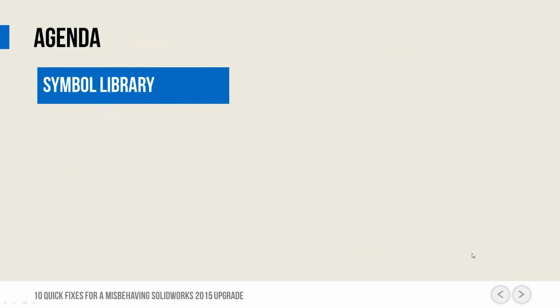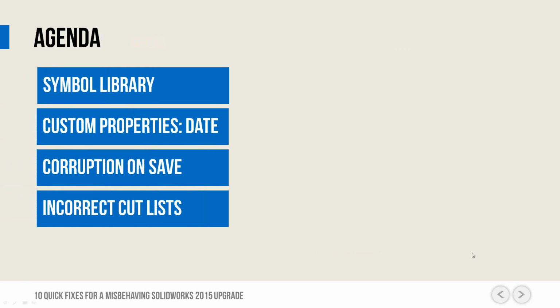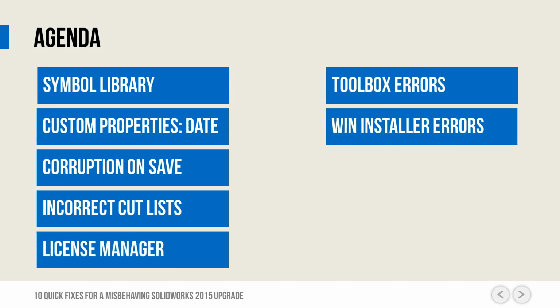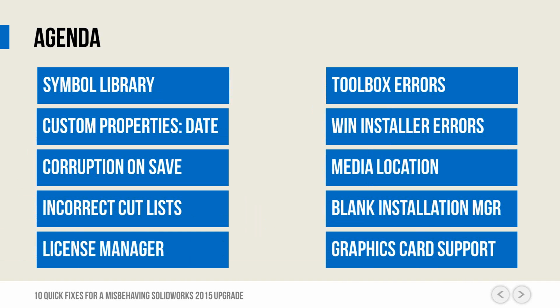The agenda for today is going to be looking at some of the things we should look out for in the 2015 upgrade process, including errors with the symbol library, some issues that we see with custom properties, some corruption on our files when we save them, incorrect cut lists in 2015, and then we'll move on to some more general information like license manager errors, toolbox errors, Windows installation errors, media location issues that you might see, a blank installation manager, and even talk about some graphics card support.